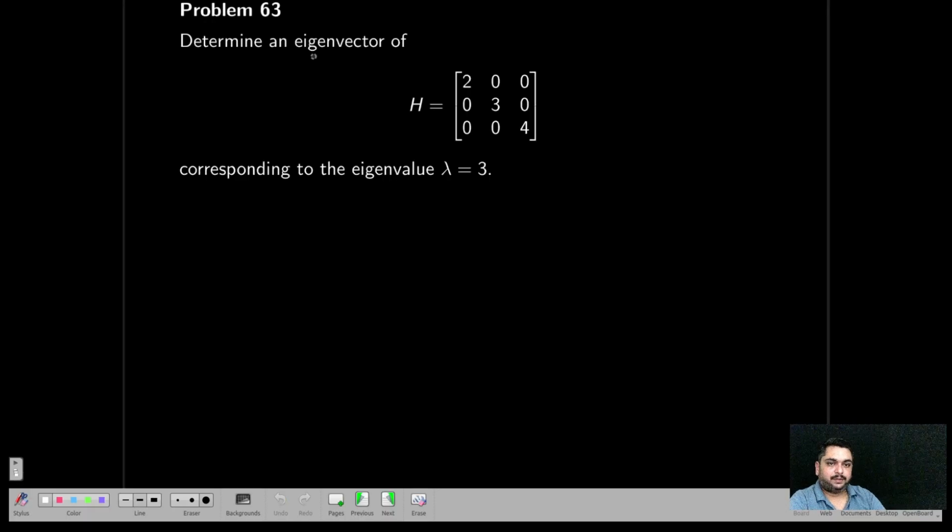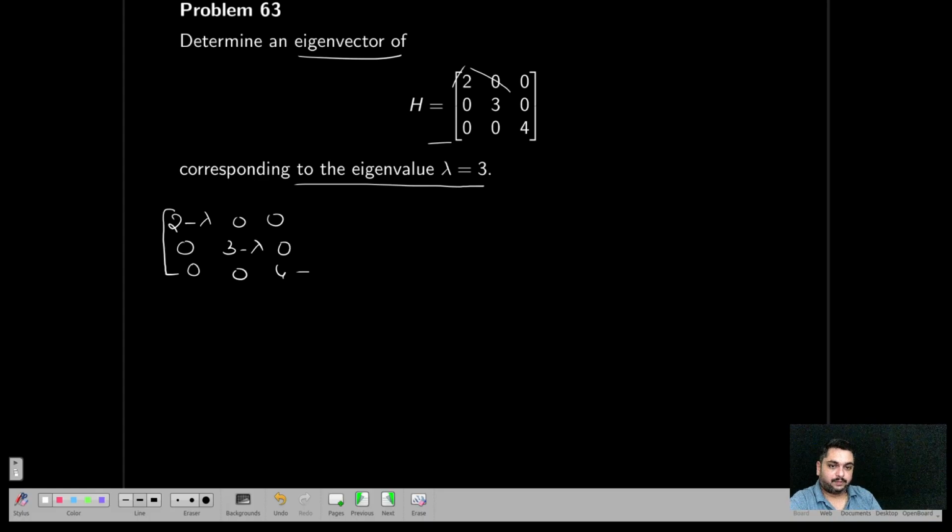Next, determine an eigenvector of this matrix corresponding to eigenvalue lambda equal to 3. So it's a diagonal matrix because only diagonal elements are present. So 2, 3, 4 are the 3 eigenvalues I get. So for lambda equal to 3, you find the eigenvectors. How will you find eigenvectors? So this is A minus lambda I, that is 2 minus lambda, 0, 0, 0, 3 minus lambda, 0, 0, 0, 4 minus lambda. So lambda is equal to 3.